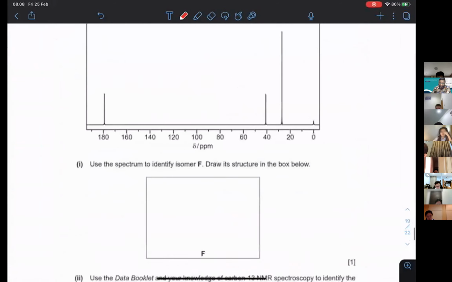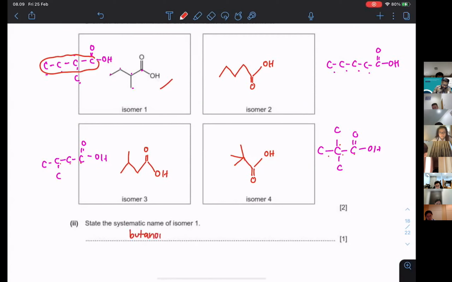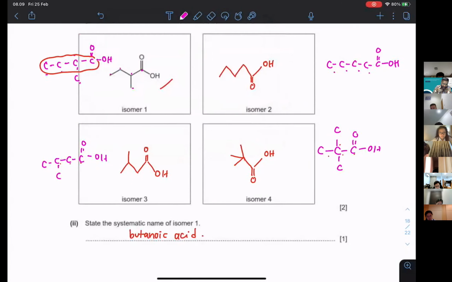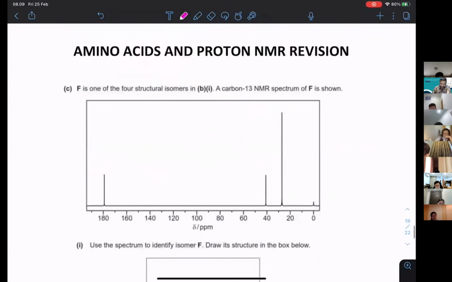State the systematic name of isomer 1. You see this one is going to be 4 carbons, so it's butanoic acid. Do remember, if it is a carboxylic acid, the carboxyl carbon is automatically carbon number 1, so this is carbon number 2. The methyl group is at position number 2. So it's 2-methylbutanoic acid. That is done. Let's move on.